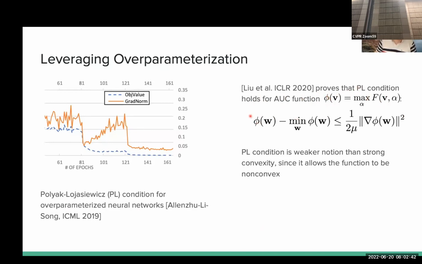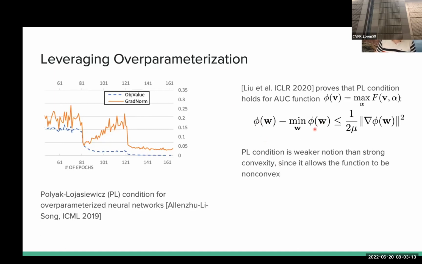They proved that phi w minus the optimal phi can be bounded by 1 over 2 mu times the squared gradient norm. It's a very good property, which means that if we can find a point with very small gradient, it's also not far away from the optimal solution in terms of objective value. The PL condition is a weaker notion than strong convexity, since it allows the function to be non-convex. So this function may be non-convex, but the PL condition still holds.